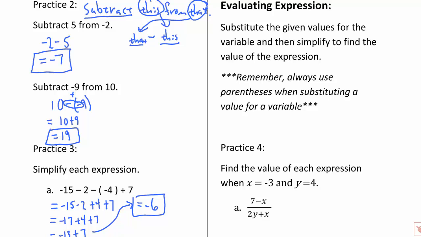Hello, this is video 4 for section 1.6 for Math0302 Beginning Algebra. In this video we're going to be evaluating some expressions.